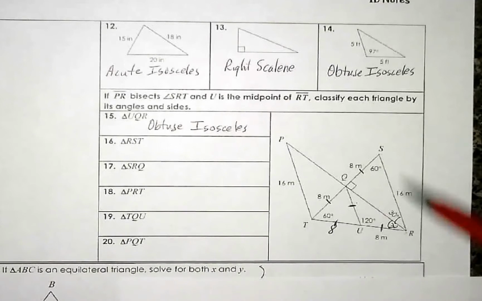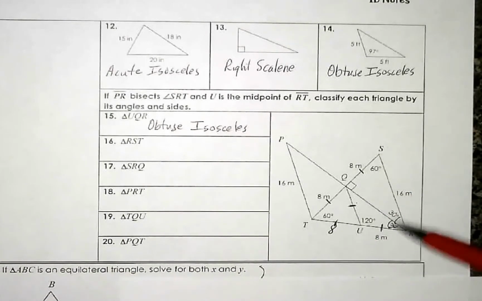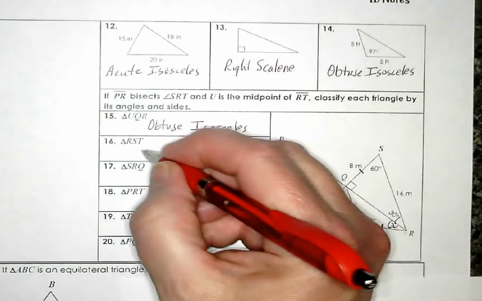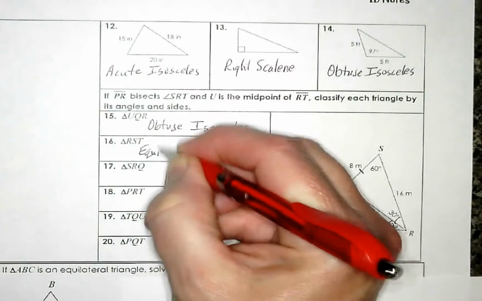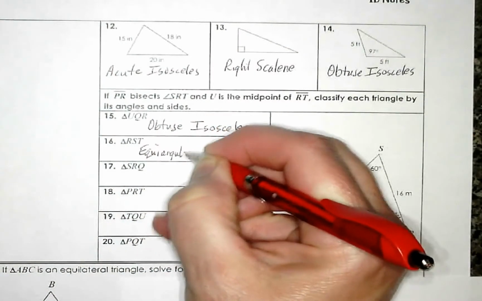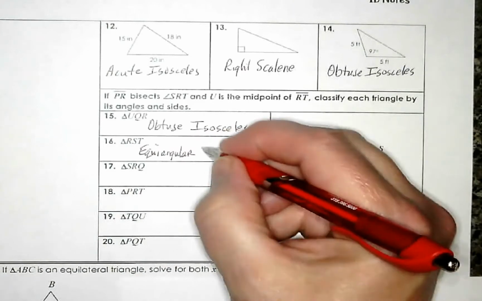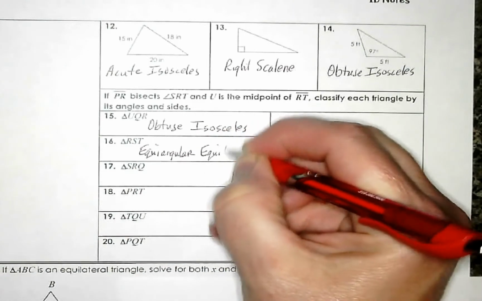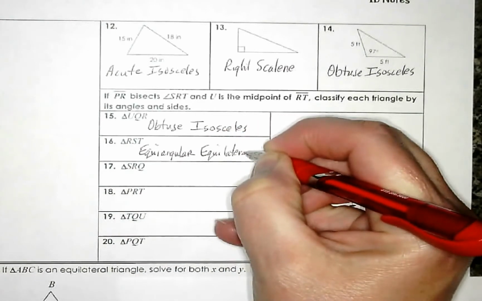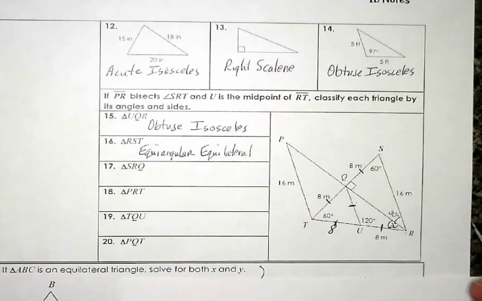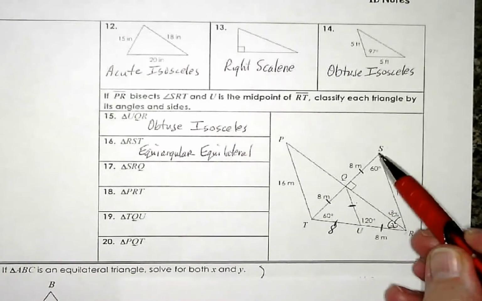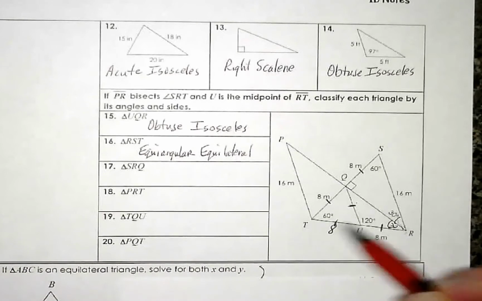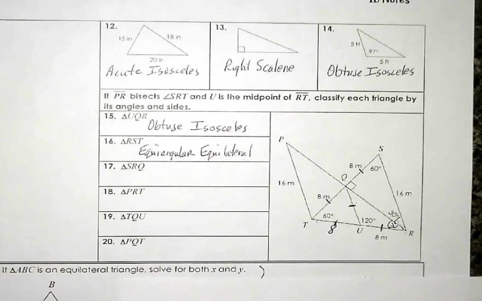RST, ooh, that's a big one. So this angle is 60, this one's 60, and 30 and 30 is 60. That's called equiangular. I told you before, if you have equiangular, you have equilateral. Eventually, we'll just call those equilateral triangles. But you can see here, 16 and 16 and 16 makes it equilateral.